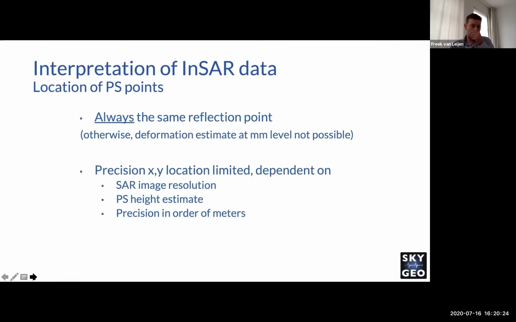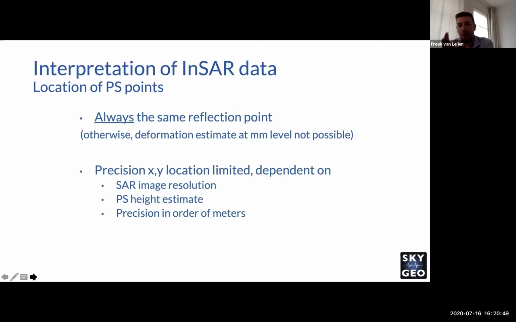Then sometimes we also get questions about what you are actually measuring. That's a good question, because typically with geodetic or surveying techniques, you have a certain benchmark or a reflector, or you actually install a fixed measurement point. In the case of InSAR, this is not the case. These are natural reflections from the terrain, and that's what we measure.